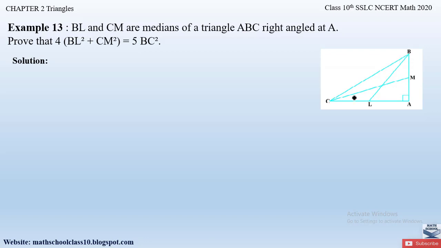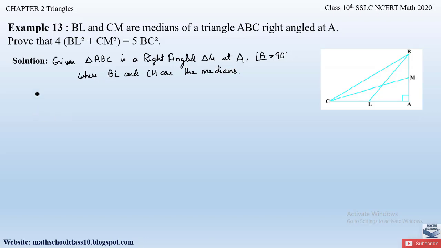Since this is a right angle triangle, we are going to apply the Pythagoras theorem here and prove this equation. First of all, let us write down what is given in the question. Given triangle ABC is a right angle triangle at A. So angle A is equal to 90 degrees, where BL and CM are the medians. So what we have to prove? We have to prove that 4 into BL square plus CM square is equal to 5 BC square. So now let us write down the proof.